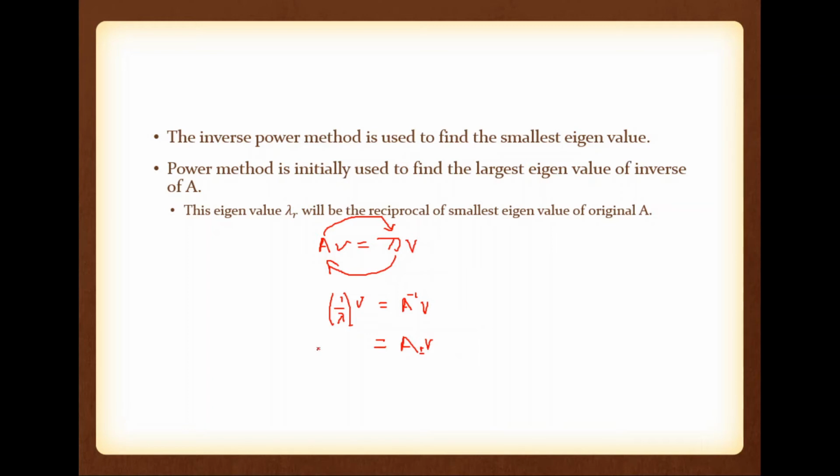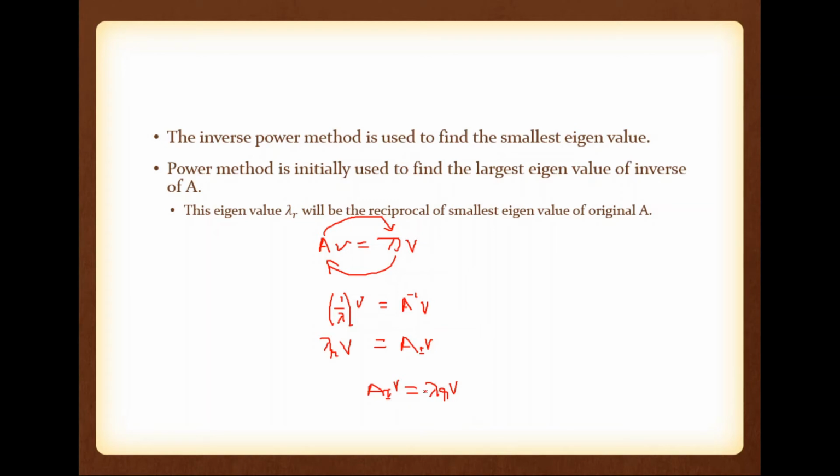Now here we can write 1 by lambda as lambda r, meaning the reciprocal of the eigenvalue of A, that is lambda r into V. Now from this equation, if you write it in reverse order, we can write AI into V. What is AI? The inverse of A. So AI into V is equal to lambda r into V. So what is the meaning? Lambda r is the eigenvalue of AI, the eigenvalue of A inverse. Am I correct? And V is the corresponding eigenvector.